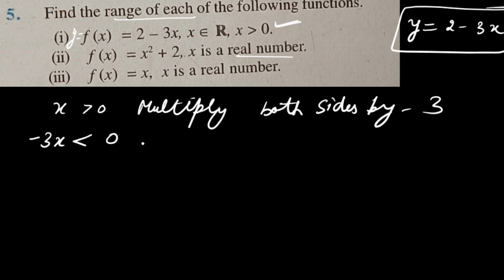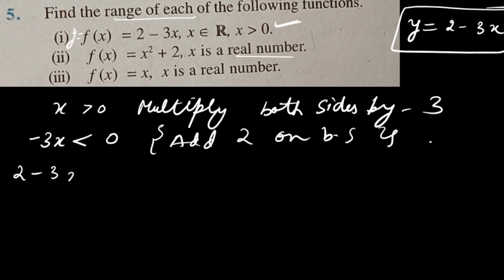Now we need 2, right? So now we need 2 on both sides. In the same way we can add 2 on both sides. When I am adding 2 to both sides, what will it become? 2 minus 3x, because 2 is getting added, and 0 plus 2 is 2. So this thing is equal to y. I can write y is less than 2.